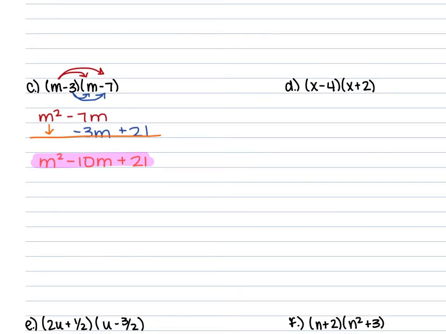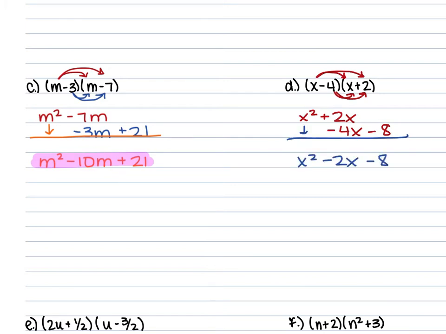For D, we have x minus 4 times x plus 2. So, again, distribute the x in. We're going to have x squared plus 2x. Then we'll distribute the negative 4 in. We get negative 4x minus 8. We add these, and we're left with x squared minus 2x minus 8.